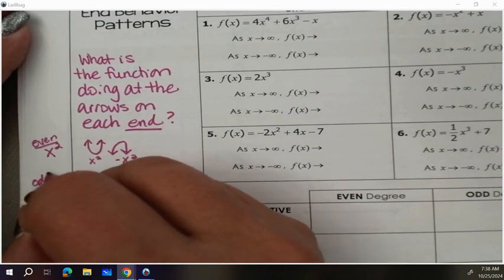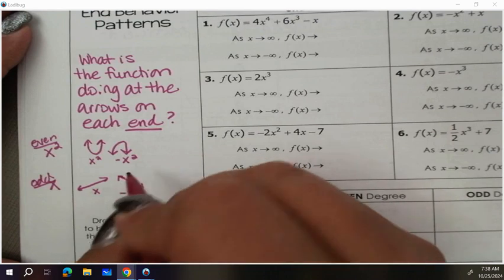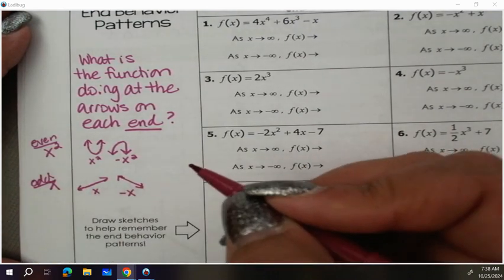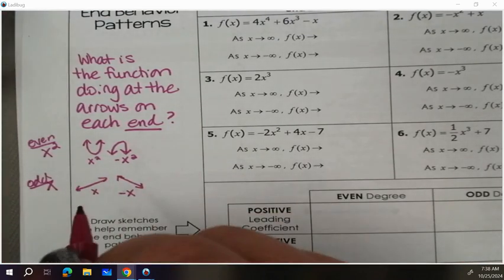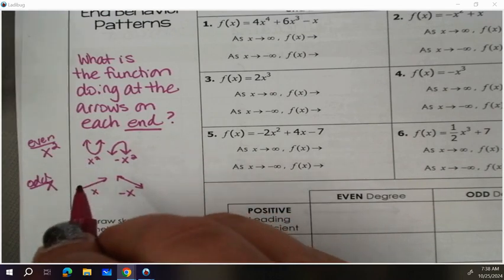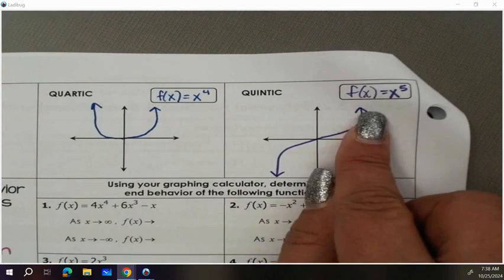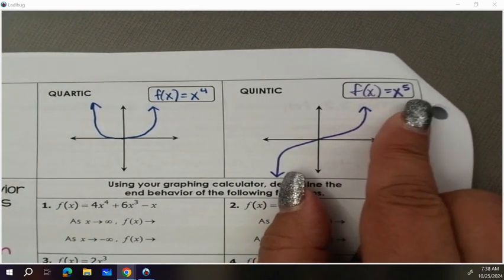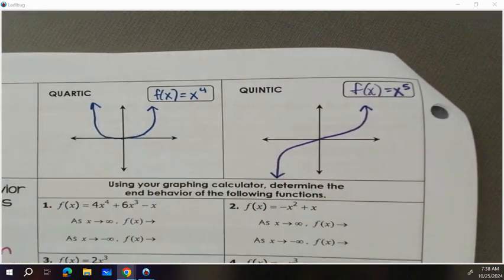So right here, if it's even, they're both going to go up or they're both going to go down. If it's odd, they're going to go in opposite directions. So you already know this information. You just have to think about whether it's a parabola or a line. Now look, this is also an odd one, right? See how we're up on the right and down on the left? Because it's odd. Every odd function that has an odd exponent will do that. And every even one, they'll both go the same direction.